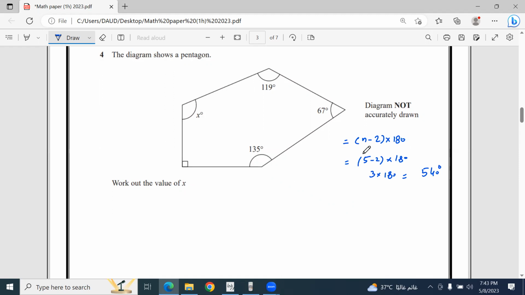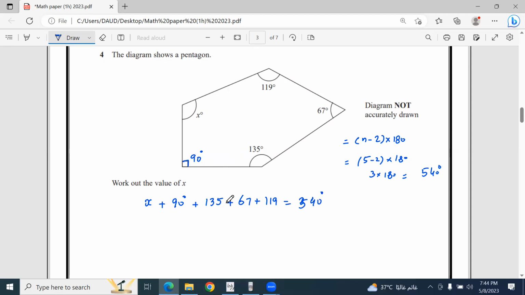They want us to find the angle x, and as you can see, this symbol shows exactly a right angle, so it means it is 90. We will add all and compare with 540 to get the answer for x. So let's have a look, work out the value of x. x plus 90 plus 135 plus 67 plus 119 is equal to 540.